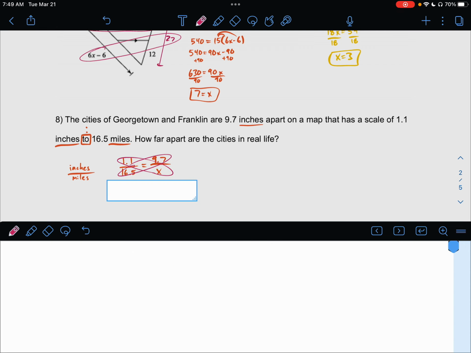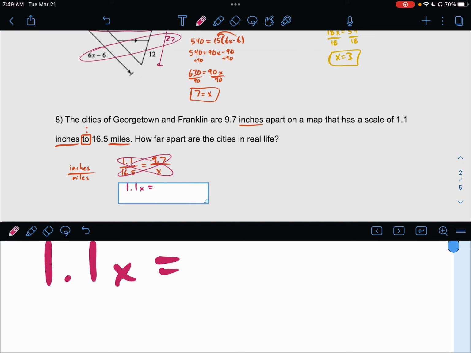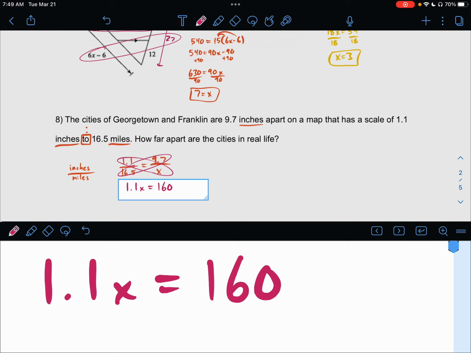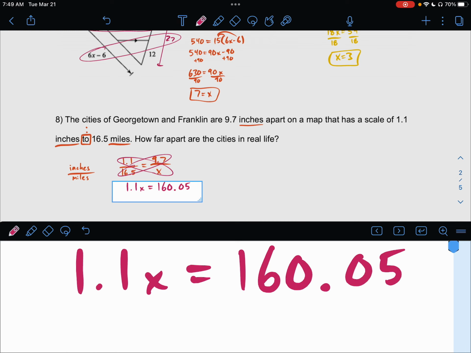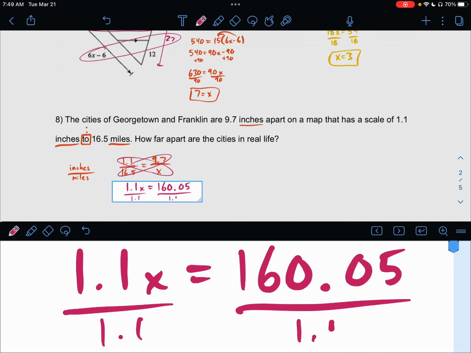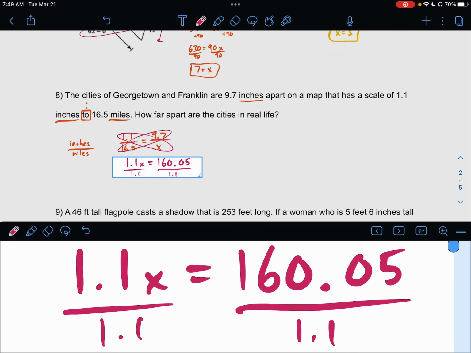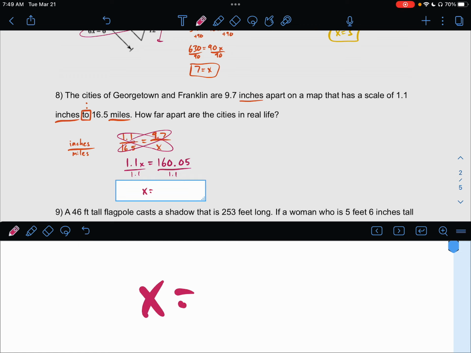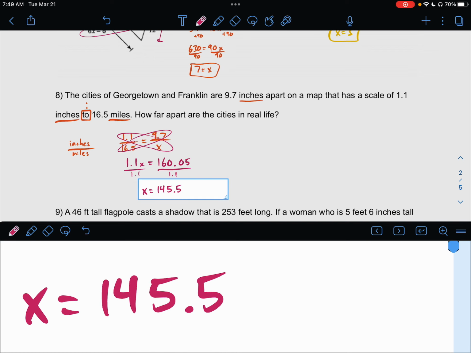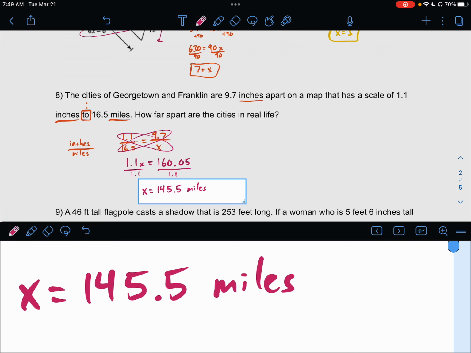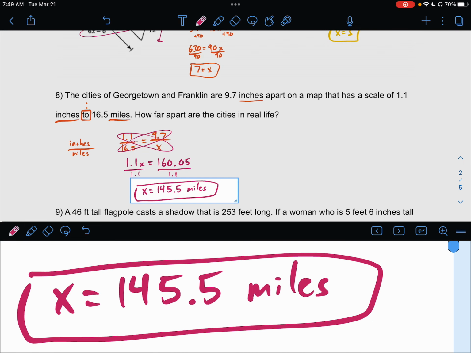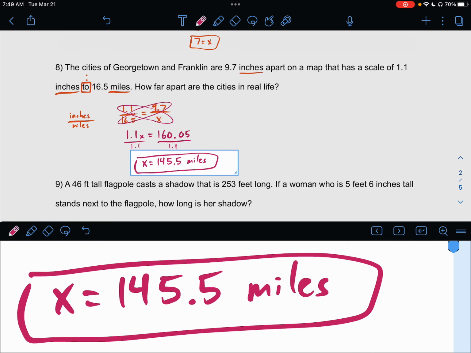So 1.1 times x is just going to be 1.1x equals, and then in my calculator right now I'm doing 16.5 times 9.7, which is 160.05. Divide both sides by 1.1, and I'm getting that x is going to equal 145.5, and this is the number of miles, so I'll say 145.5 miles. There we go. So that's our answer there.